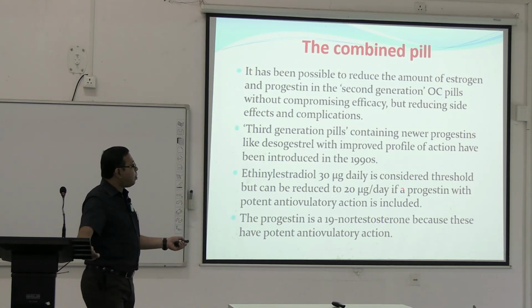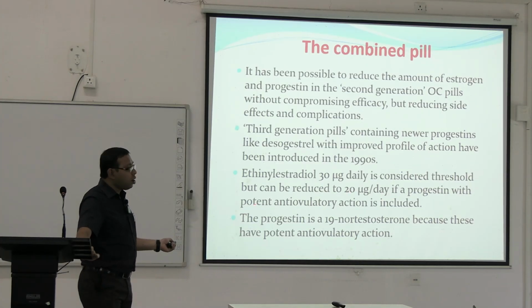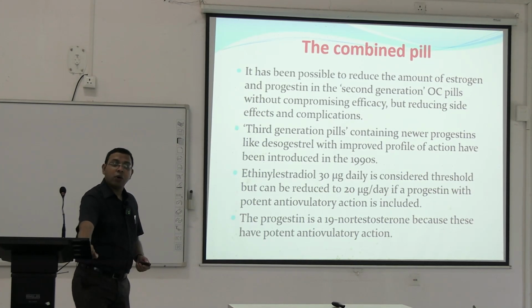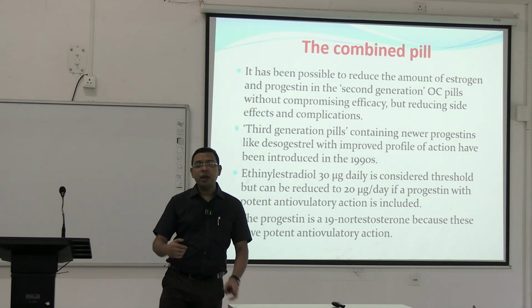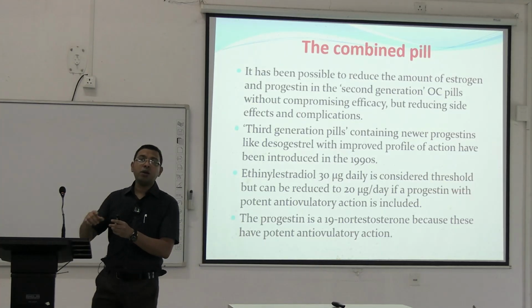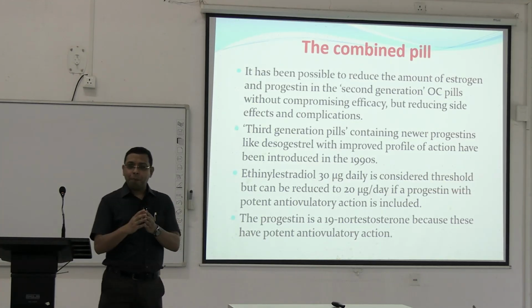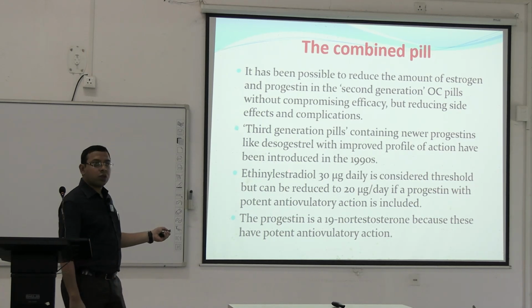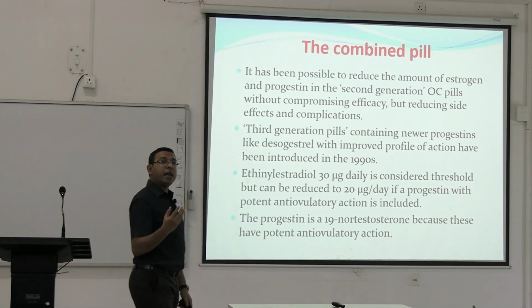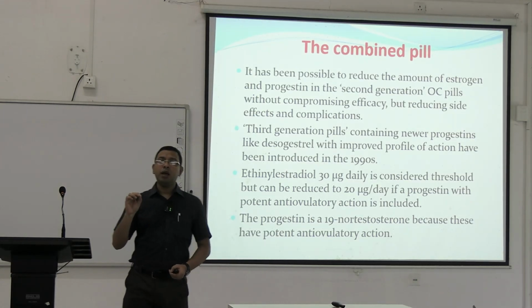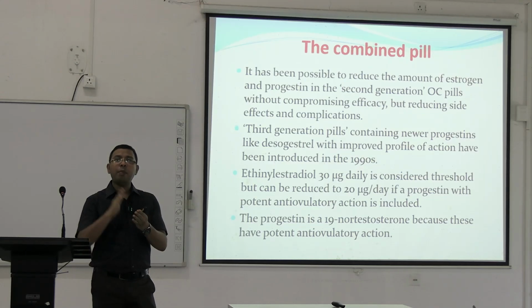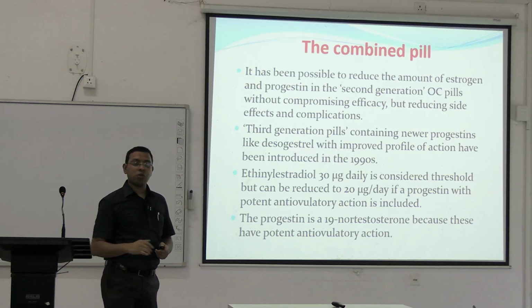Ethinyl estradiol 30 microgram daily is considered the threshold but can be reduced to 20 microgram per day, as we have already seen, if a progestin with potent anti-ovulatory action is included. So 30 to 35 is usually the threshold, but it has been further decreased to 20 if we are adding a progestin with very high anti-ovulatory action, which ultimately compensates. Like the newer progestin desogestrel, which has a very high anti-ovulatory effect. So if you combine this with a very low 20 microgram of ethinyl estradiol, that is equally efficacious to very high dosing of estrogen and progesterone pills.